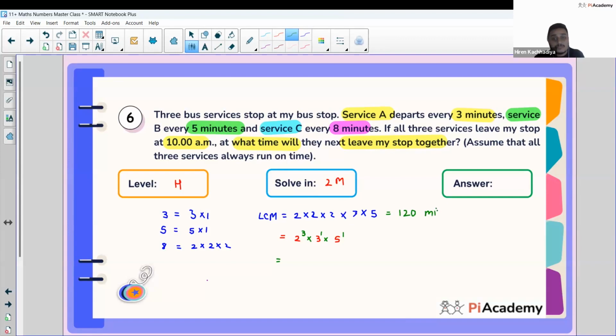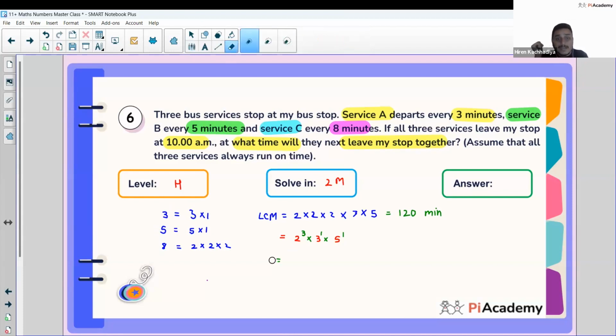Because your initial numbers were minutes, right? This is the 3 minutes, 5 minutes, and 8 minutes. So what it means is that 120 is the first common multiple, okay? This is where they are going to meet again, where they are going to leave my stop together again. So that situation happens after 120 minutes.